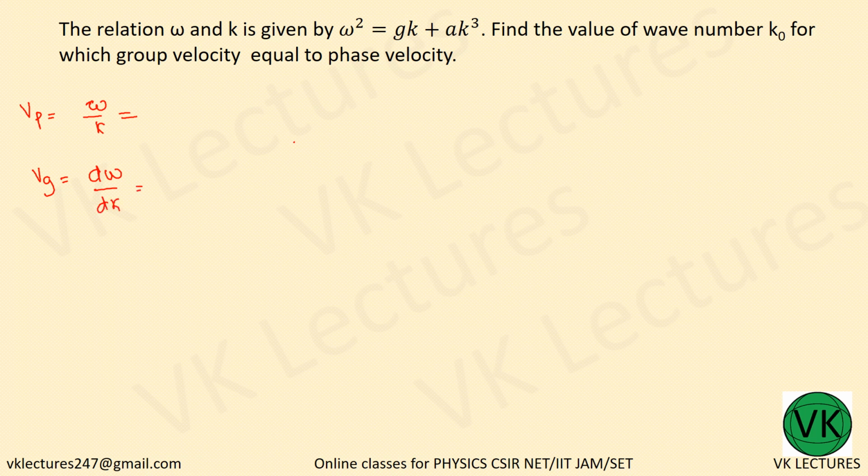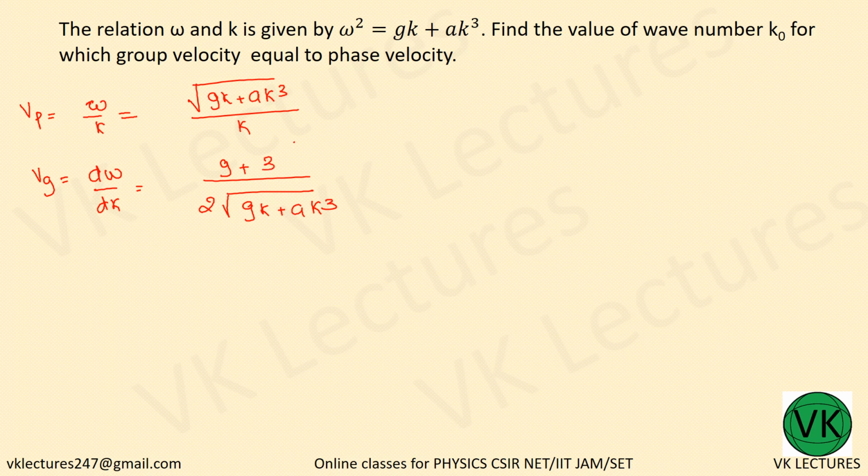Now what is Vp? It is root of gk plus ak cube divided by k. No need to further simplify; let us do the simplification only if it is necessary. Now d omega by dk is again, 2 root gk plus ak cube in the denominator, and with respect to k, the numerator is g plus 3a k square.